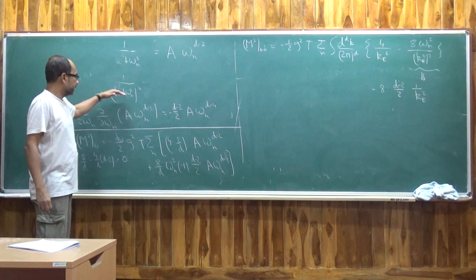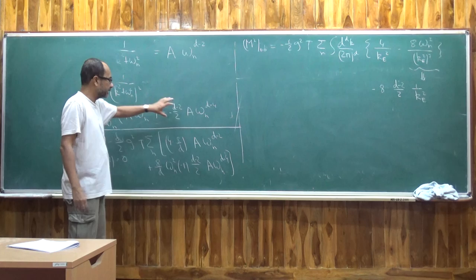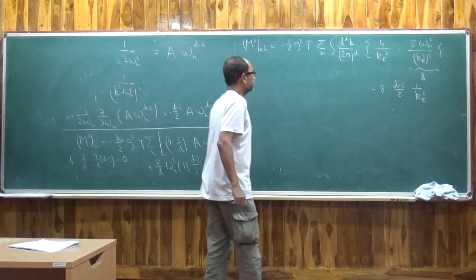Okay. The second integral is minus d minus 2 by 2 times the first integral, right? The second integral, after being multiplied by omega n square, is just minus d minus 2 by 2 times the first integral. So that's what I'm writing here. So then we get minus half g square.